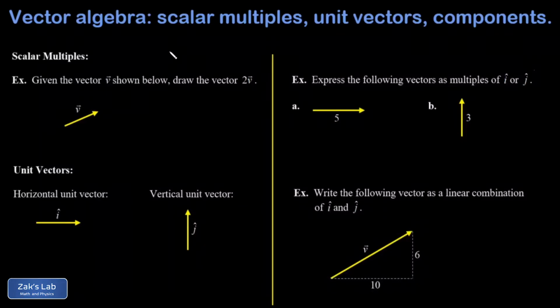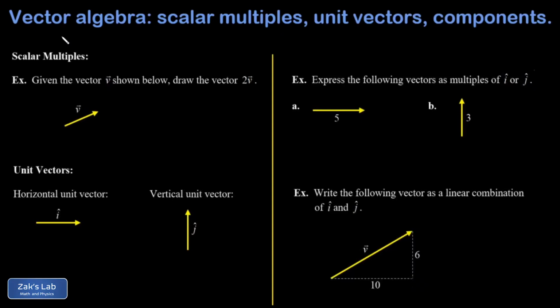In this video, we discuss scalar multiples of vectors, how to express a horizontal or vertical vector as a scalar multiple of a unit vector, and how to express any vector as a linear combination of unit vectors. We also discuss several notations for the components of a vector, and then we finish with a couple simple examples. So we begin by discussing scalar multiplication.